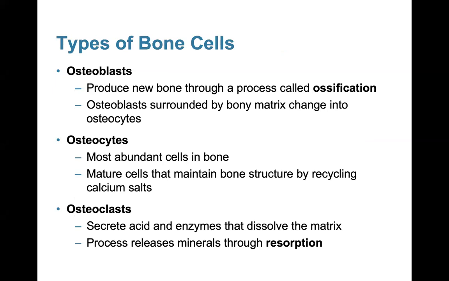Now, there are several different types of bone cells. We have osteoblasts. These produce new bone through the process called ossification. Osteoblasts surrounded by bony matrix change into osteocytes. So osteoblasts will eventually convert into osteocytes once they form the matrix. Osteocytes are the most abundant cells in bone. They're mature cells that maintain the bone structure by recycling calcium salts. And then finally, osteoclasts secrete acids and enzymes that dissolve the matrix of bone. The process releases minerals through resorption.